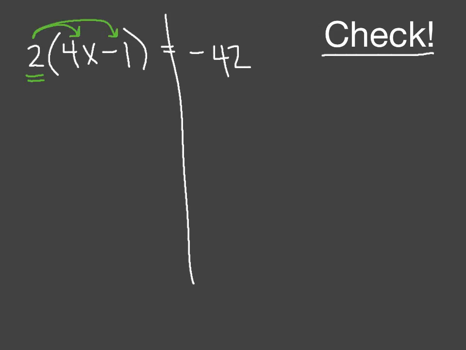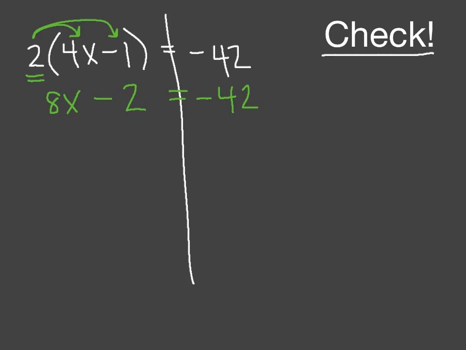So if I go 2 times 4x, that just gives me 8x. And then if I go 2 times negative 1, that gives me negative 2. And that's all still going to equal negative 42. So now this is just like an equation I've seen before. My parentheses are gone, and I can just start doing my inverse operations.